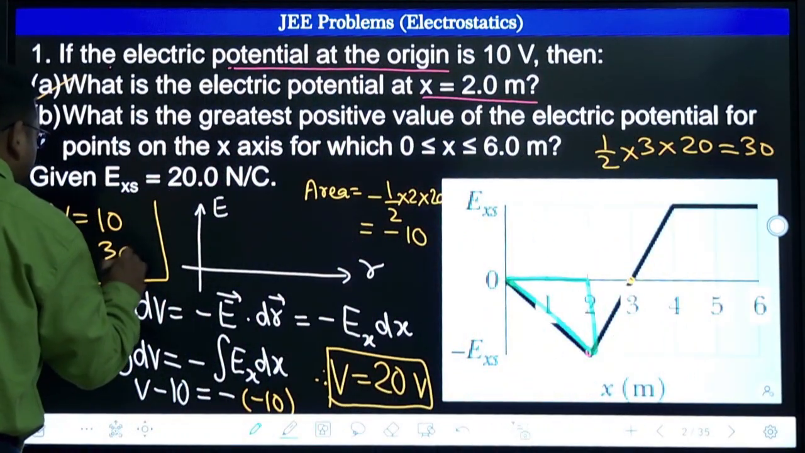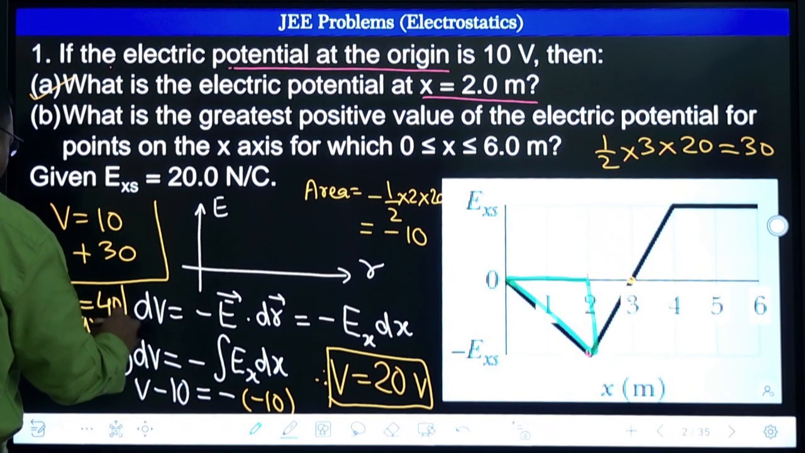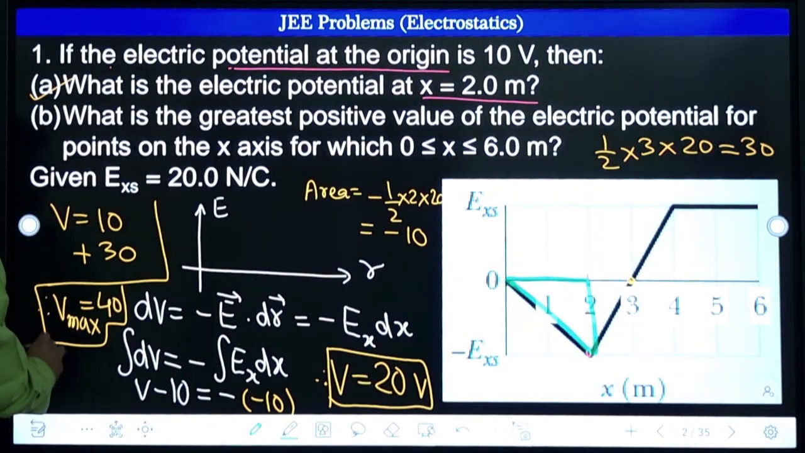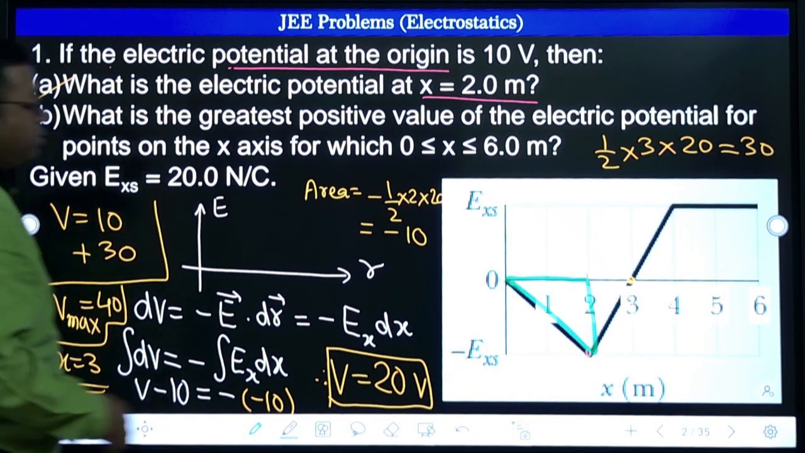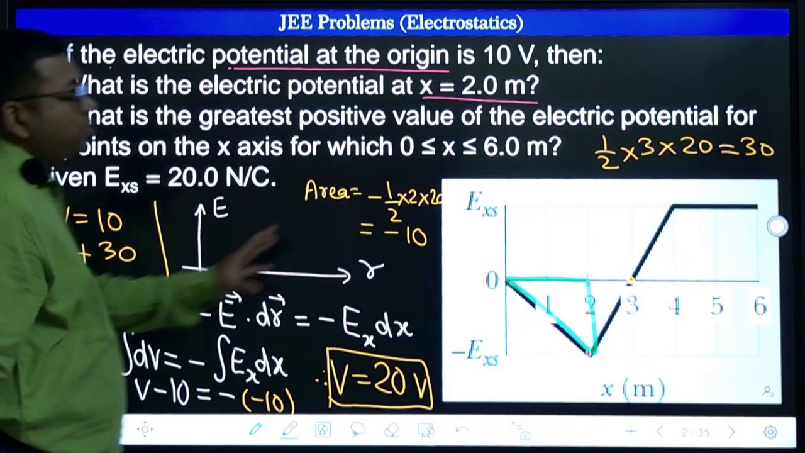So the maximum value is coming to be 40. Note that. And this is happening at x is equal to 3, at x is equal to 3 meters, right? 3 meters. So this is what this question implies.